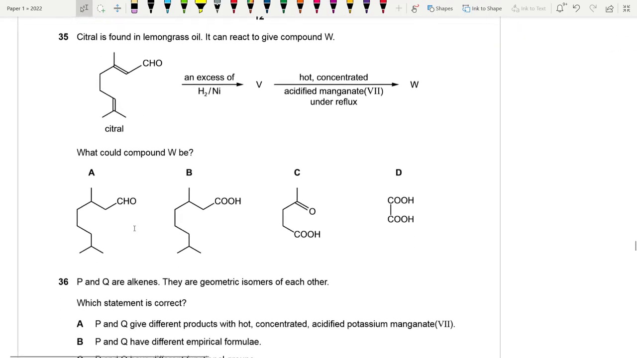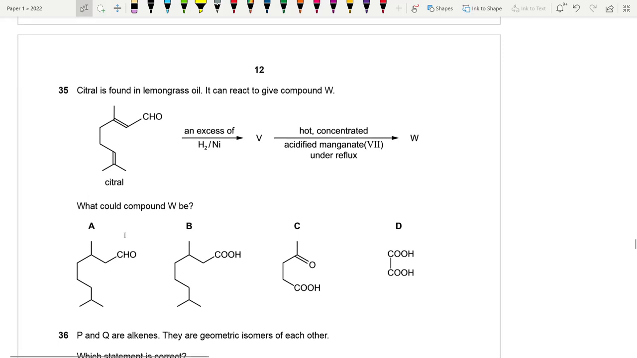35. Citral is found in lemongrass oil. It can react to give compound W. Remember, guys, nickel can only reduce alkenes. Let me clarify: nickel can only reduce alkenes, not aldehydes. So after reduction, if you want to see compound V, this is compound V.